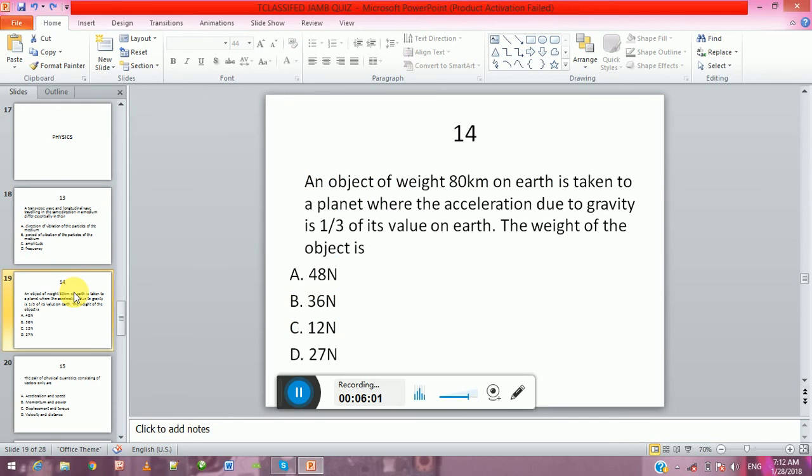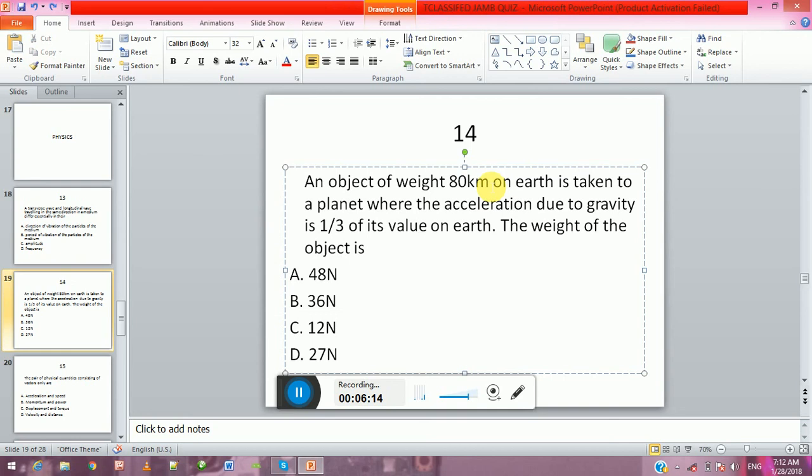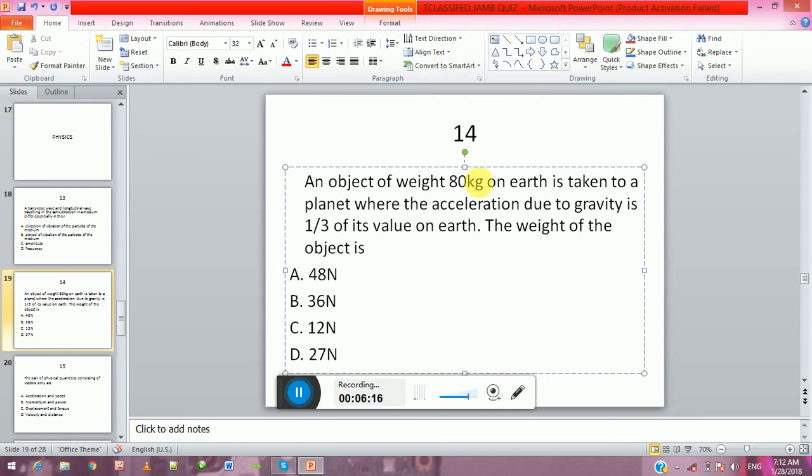An object of weight 80 kilogram on Earth is taken to a planet where the acceleration due to gravity is 1 over 3 of its value on Earth. The weight of the object is A, 48 Newton, B, 36 Newton, C, 12 Newton, D, 27 Newton.